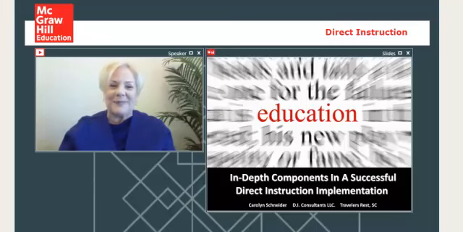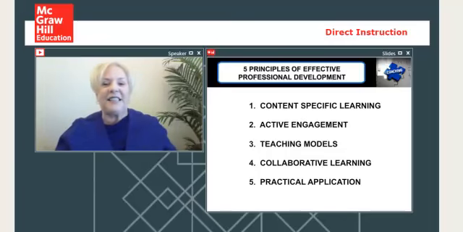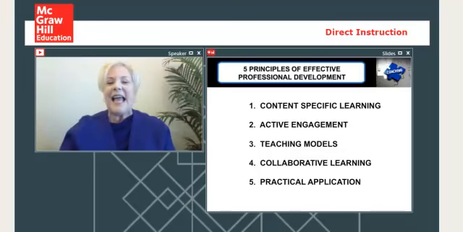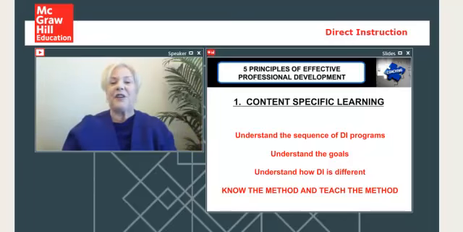So, let's begin. As we look at the 5 principles of effective professional development, we're looking at content-specific learning, active engagement, the teaching models, collaborative learning, and practical application. And if we look at the first, the content-specific learning, it has to do with exactly what it's saying, having the teachers understand the rationale of the program.